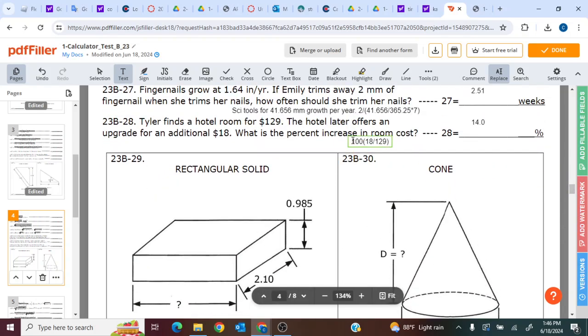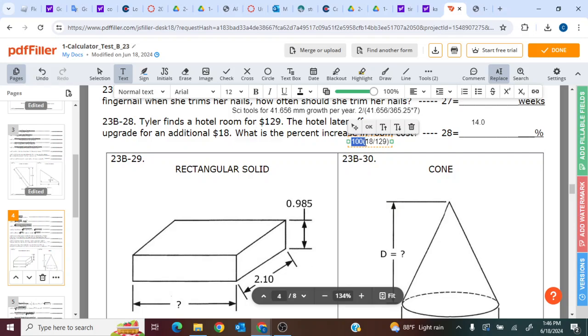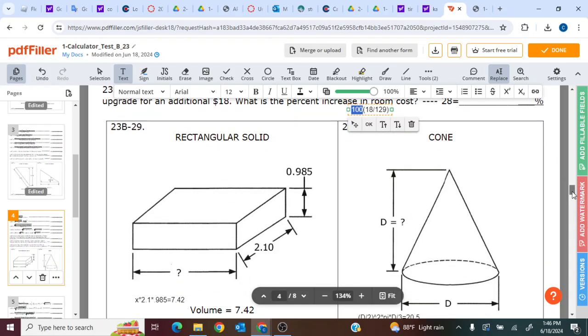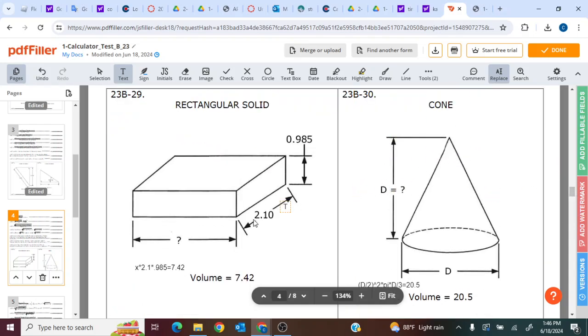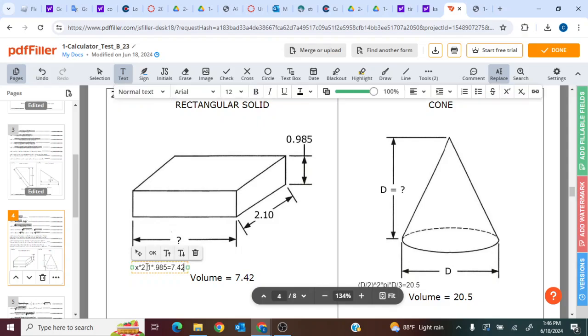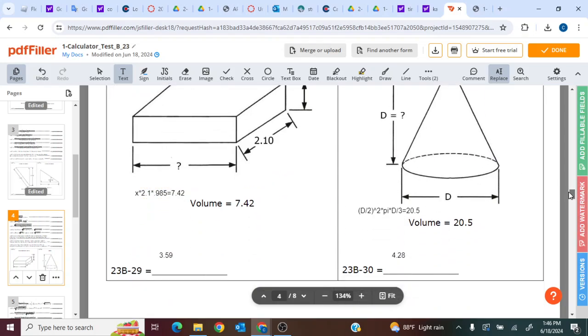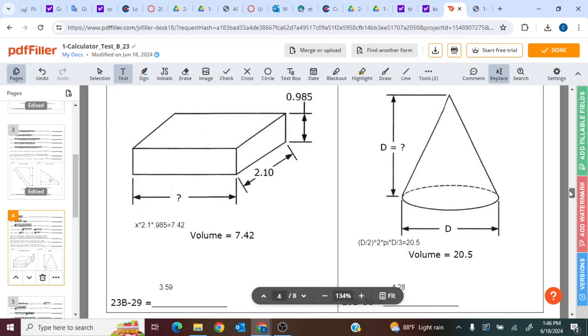That equation is new minus original over original. A rectangular prism is all 3 sides multiplied together, and that is equal to a volume of 7.42. Put that in EQ solver and get X, which is 3.59.